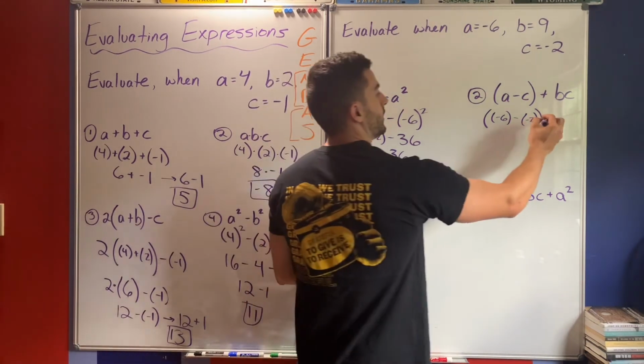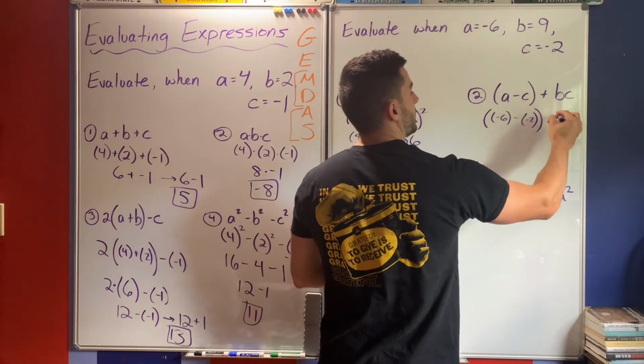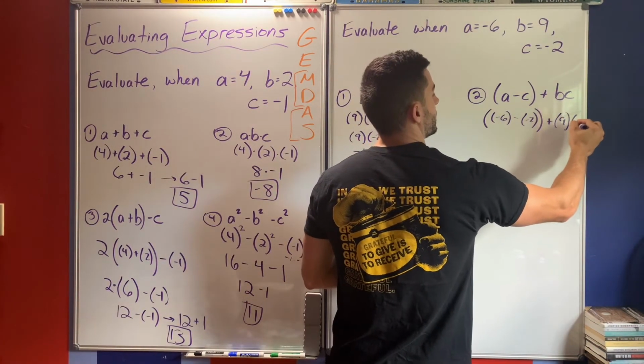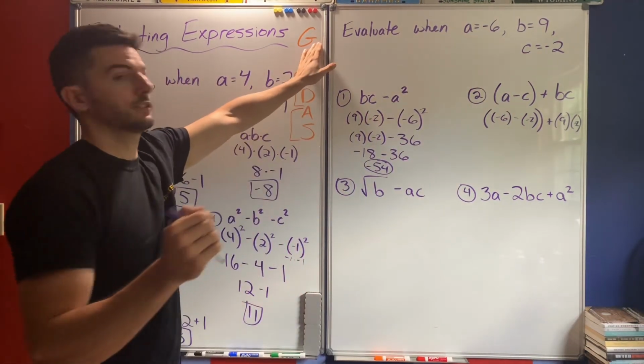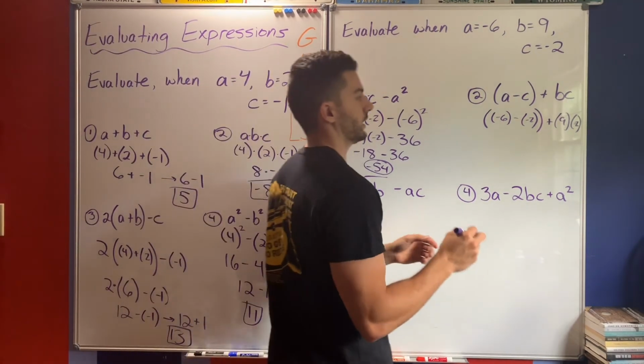So we'll deal with that, and then plus b times c. So that's plus 9 times negative 2. A minus c is in my parentheses, in my group, right? So that's going to come first. So negative 6 minus negative 2.